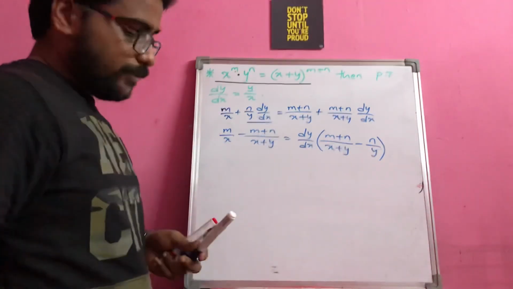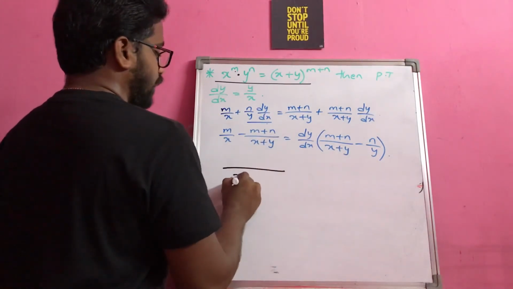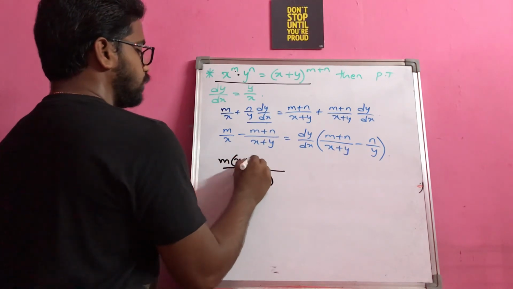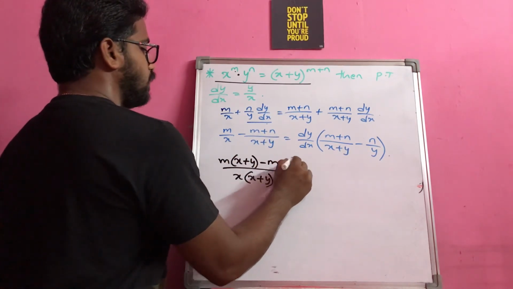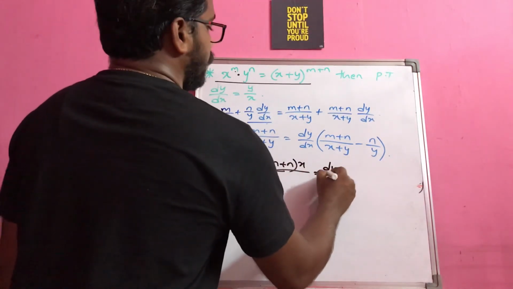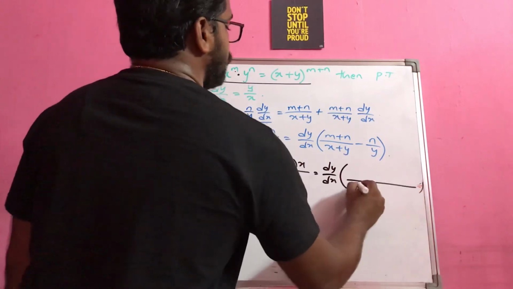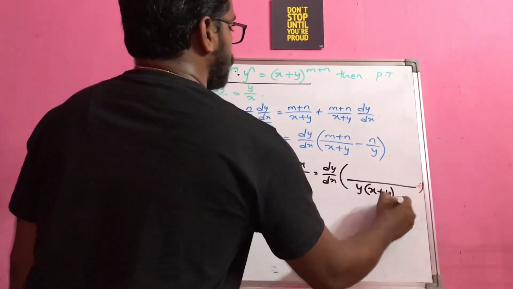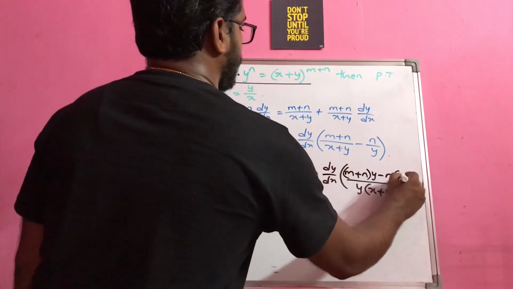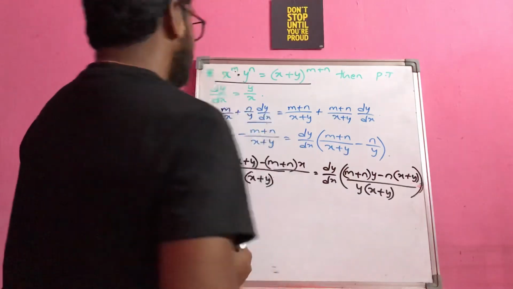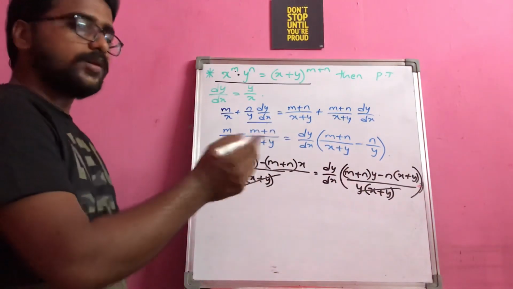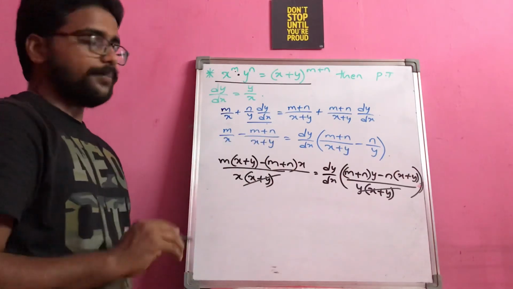See, if I take the LCM here, I will be getting x into x plus y. So m into x plus y minus m plus n into x. This is our first term. Coming to the right side part, dy by dx into the LCM will be y into x plus y. So the first term will be m plus n into y minus n into x plus y. So you can cancel out x plus y and x plus y here because both are on opposite sides and they have the same denominators.